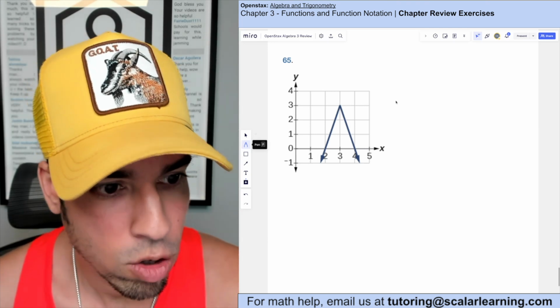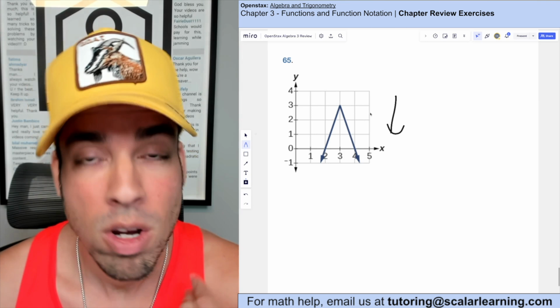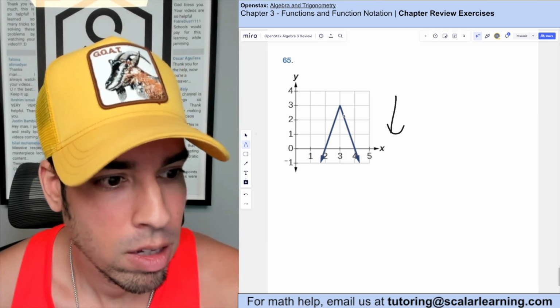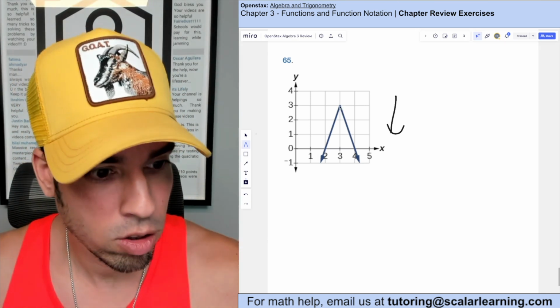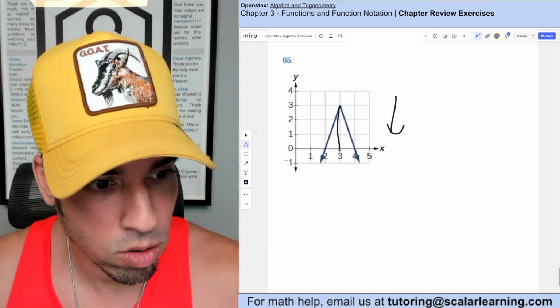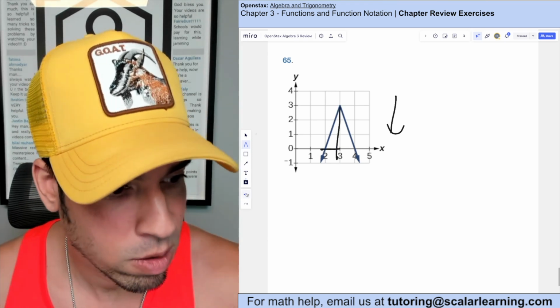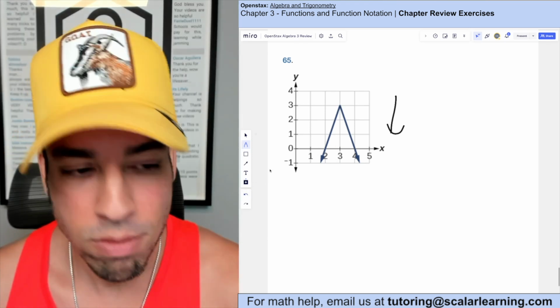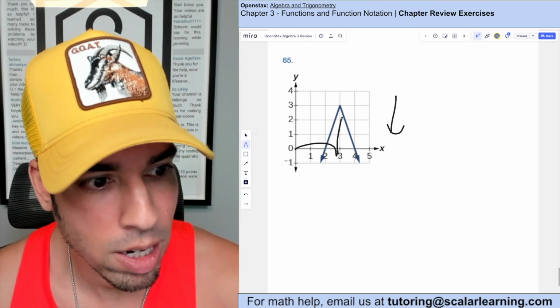So for this one, a few things have happened. Number one, it's going down, right? That's a reflection across the x-axis, so that means we're negating the function. The other thing that's happened is that the slope is no longer 1 and -1. It looks like 3, right? Down 3 and over 1, that's -3. Down 3 to the left one, that's +3. So we're going to need that vertical stretch of 3. And then the vertex has been shifted to the right by 3 and up by 3.